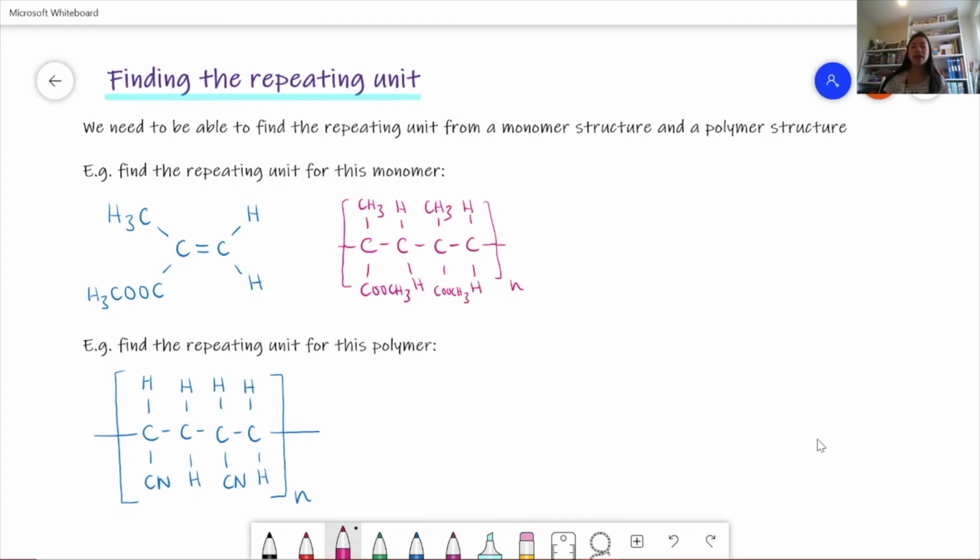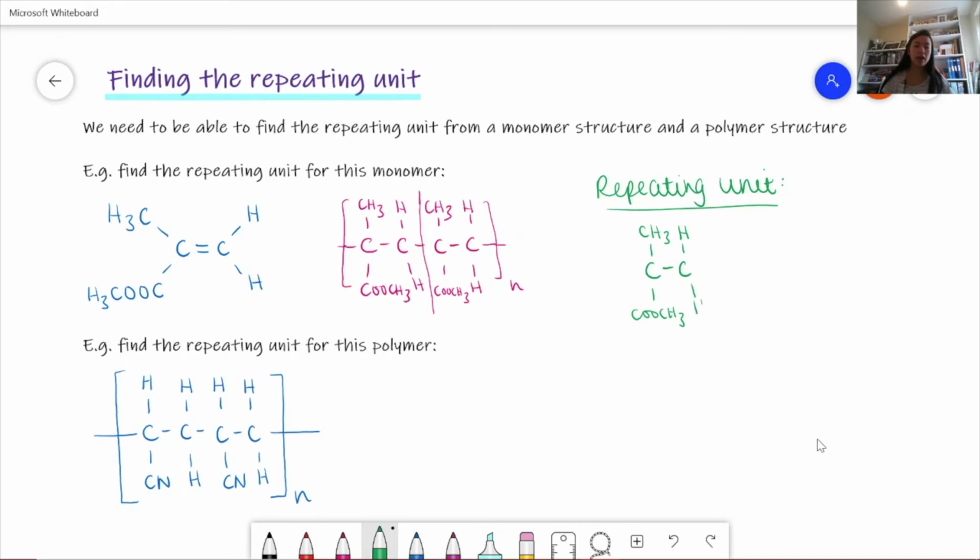You'd kind of just think of this in your head. I mean, you can doodle it if you want, but it'll probably take you a bit more time. So if you do a quick doodle or just think of it in your head, you can then work out the repeating unit. So we can see the repeating unit is actually half of this, because it is actually a repeat. And so the repeating unit is 2 carbons, and we have a CH3 group here, and hydrogen. And then we have the COOCH3 group, and then a hydrogen. And so this is the repeating unit.